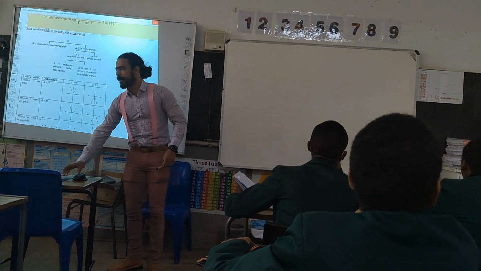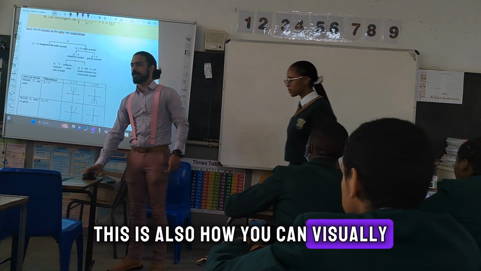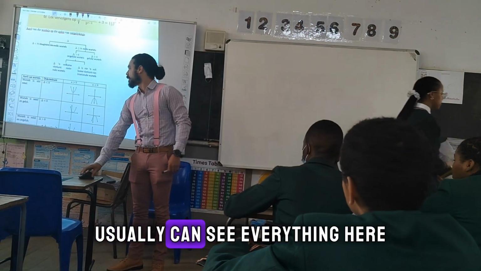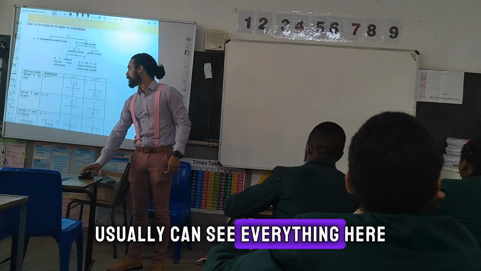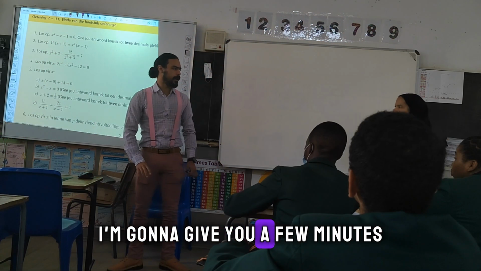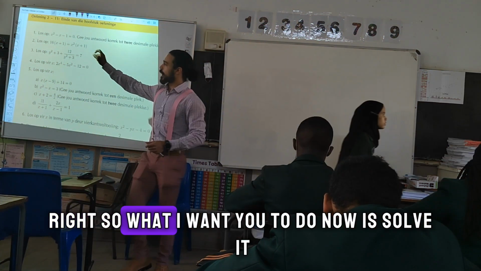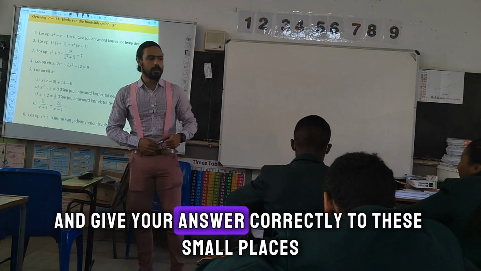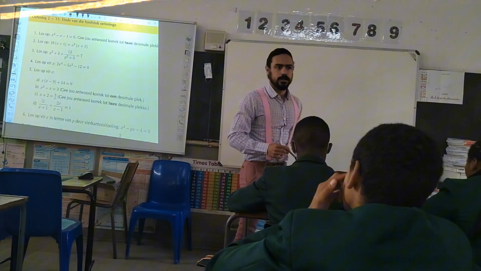Right. So this is also how you can visually see everything, and there's a whole summary here, and then we have what we are going to do now. So I'm going to give you a few minutes. What I want you to do now is solve for x and give your answer correct to 2 decimal places. So let's start with that one.